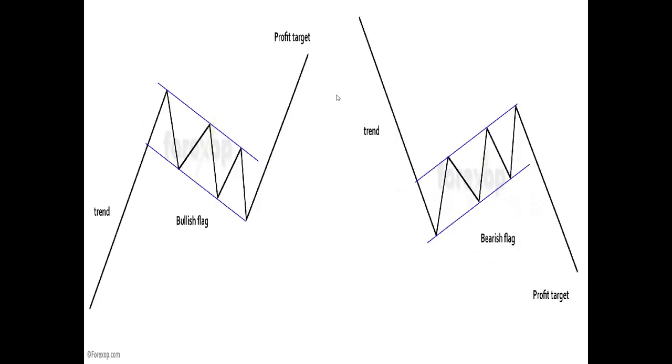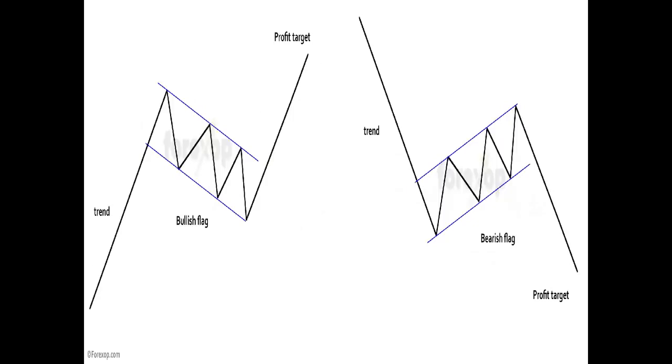These are called flags. Bullish flags, bearish flags. It's basically the same thing as a triangle, guys. The only difference is that it doesn't bottom out, or it doesn't make the lower highs and the higher lows. What tends to happen is you're going to get something like this.